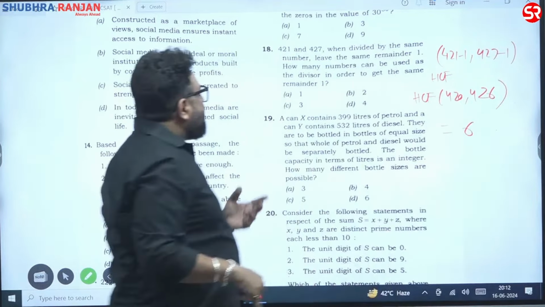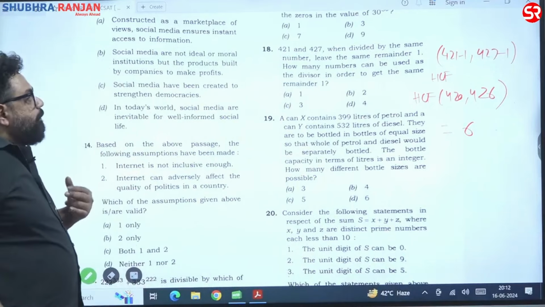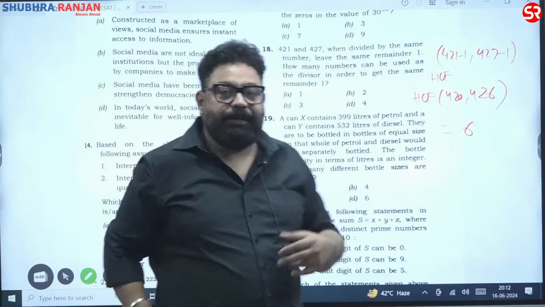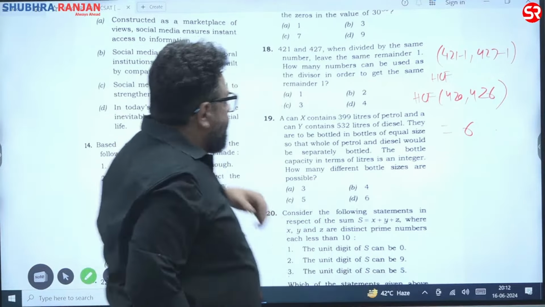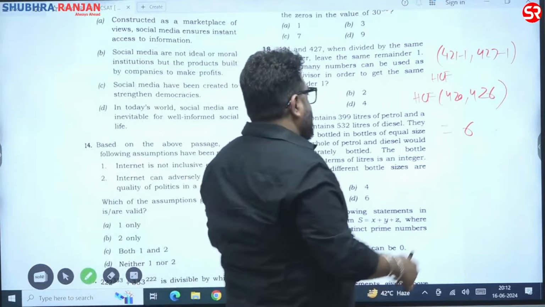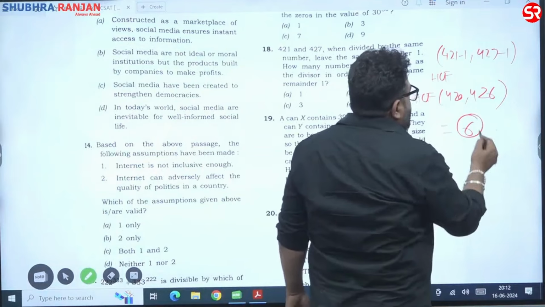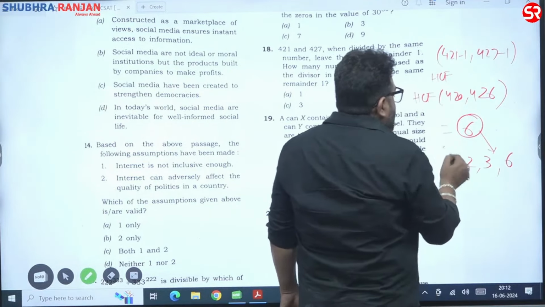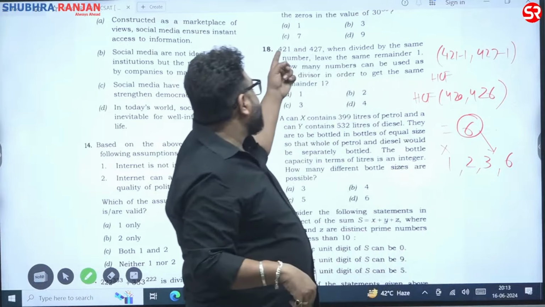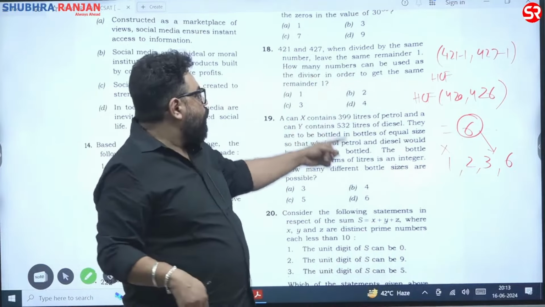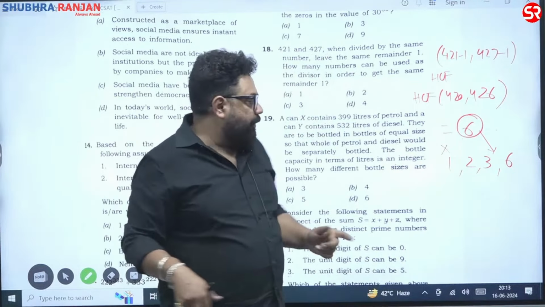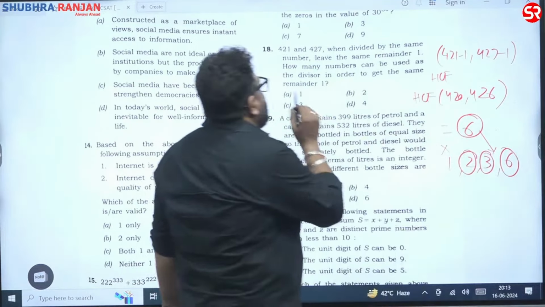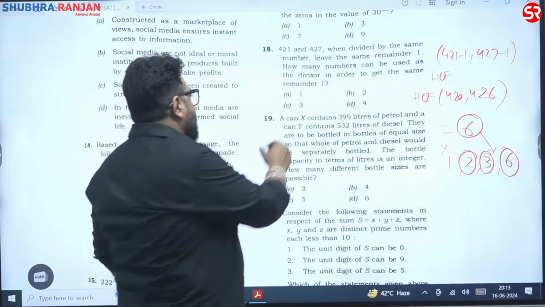All right, but then he says how many numbers can be used as a divisor in order to get the same remainder 1. So not only 6, one of the numbers is going to be 6, but factors of 6 would also matter. How many factors of 6 are there? 6, 3, 2 and 1. We would ignore 1 because when 1 divides 421, the remainder is 0, and when 1 divides 427, the remainder is 0. The remaining 2, 3 and 6, when dividing 421 and 427, leave a remainder of 1. Answer is 3.